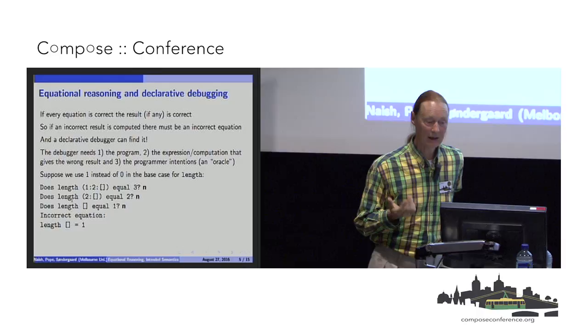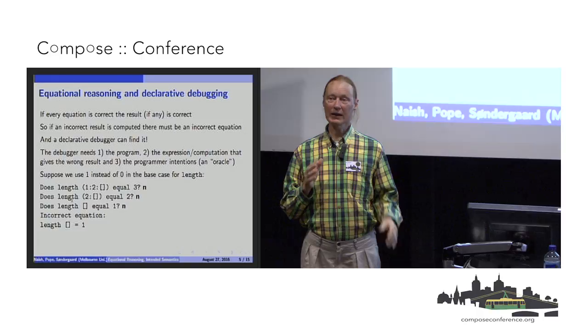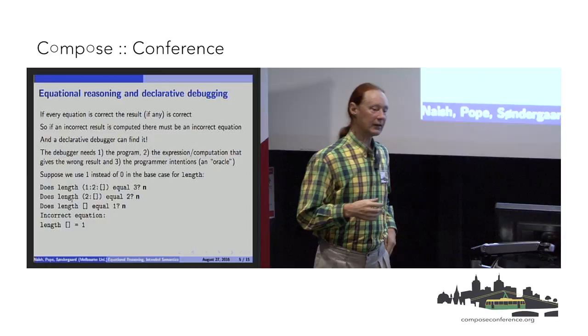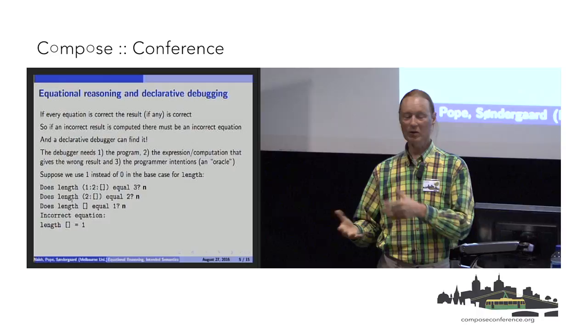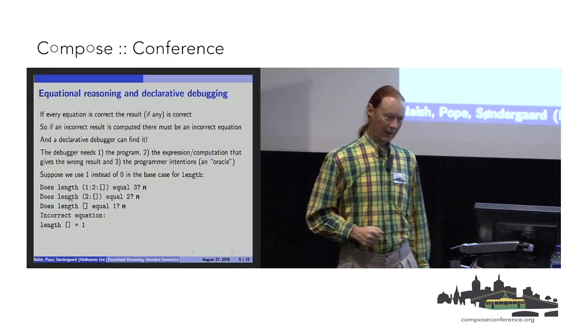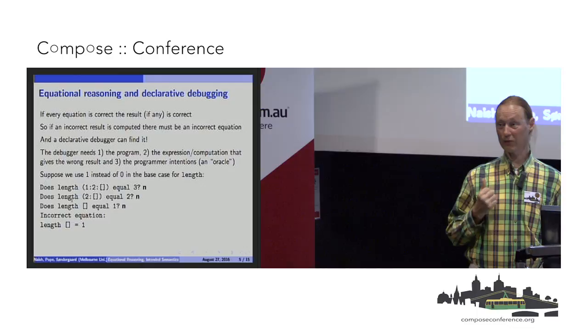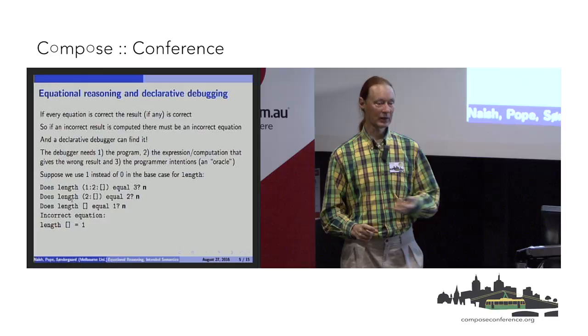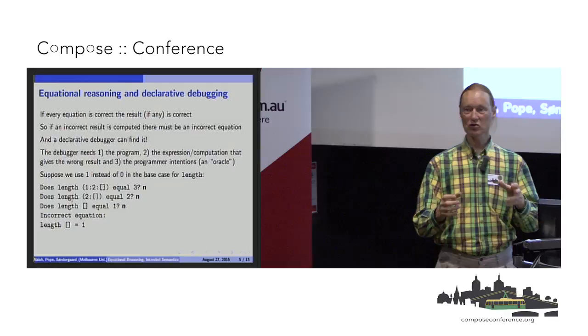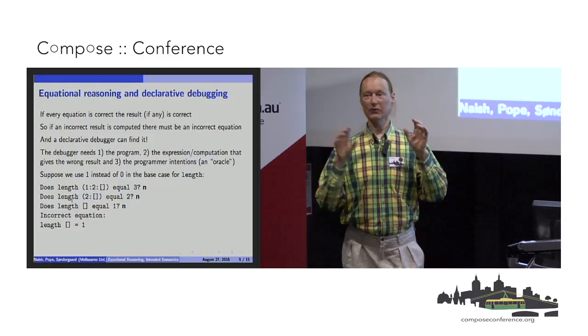If every equation is correct, i.e. it correctly describes that function in my head, then any result that we get out of the computation, assuming it terminates, is also going to be correct according to our intentions. And that means that if we get an incorrect result computed, one of the equations in the program was wrong. And it turns out that a declarative debugger can find it. So if you give a declarative debugger the program, the expression or the computation, it can reconstruct the computation, and the programmer intentions. So if you give a debugger those three different things, it can figure out what's wrong with the program.